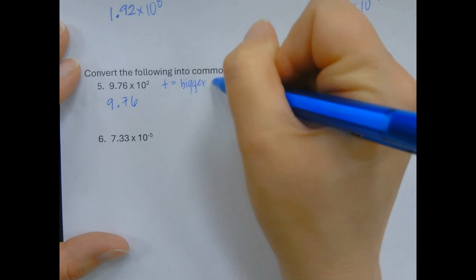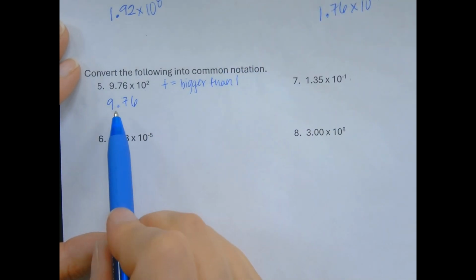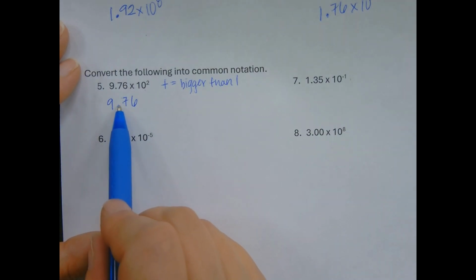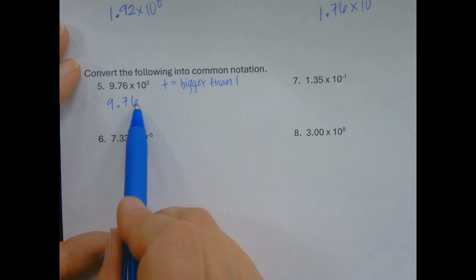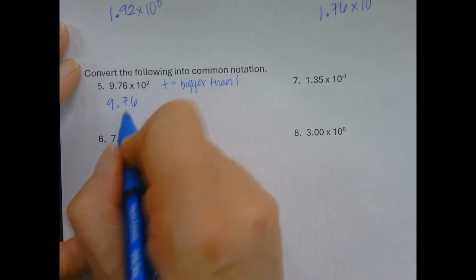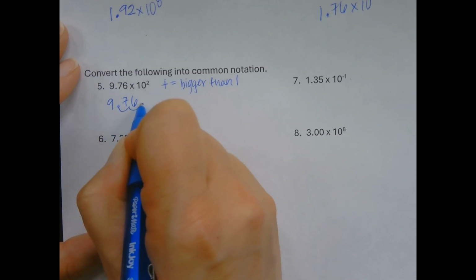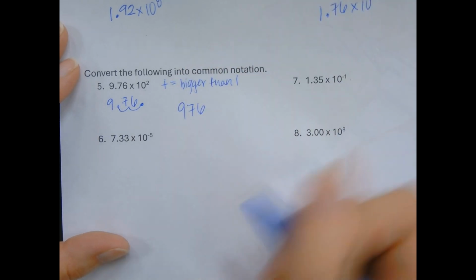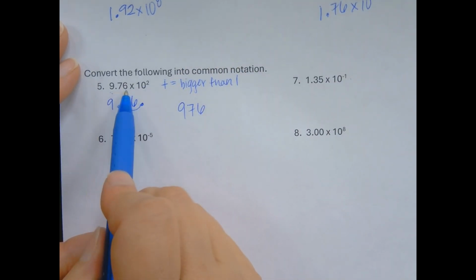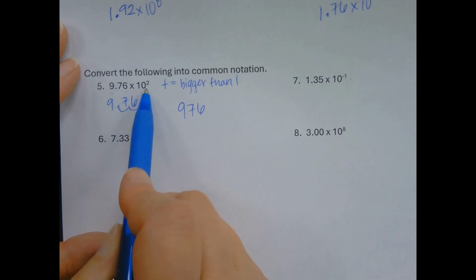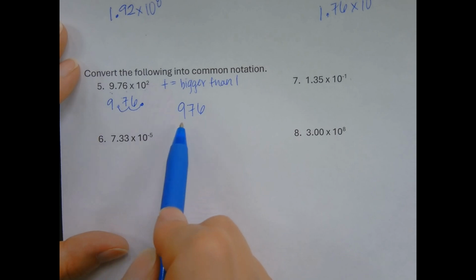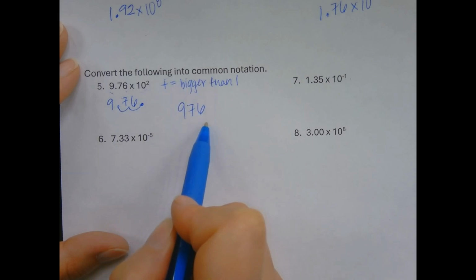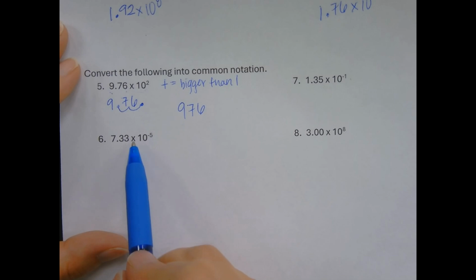It's bigger than 1. So I'm going to think about which way do I move this decimal to make sure that this number is bigger than 1. If I move it to the right, then I have a larger number than 1. And I'm going to move it 2 times. So 1, 2. So if I rewrite this number, I'd have 976. So 9.76 times 10 to the second is the same number as 976. This is expressed in scientific notation, and this is expressed in common notation. Okay, let's look at the next one.